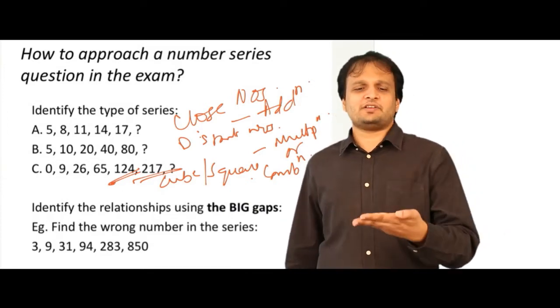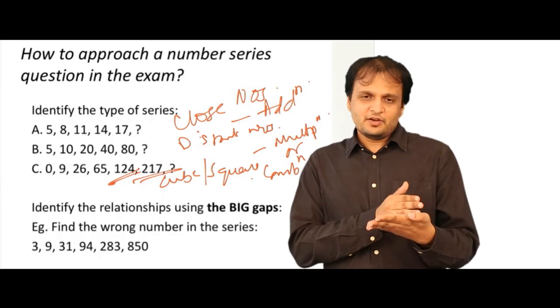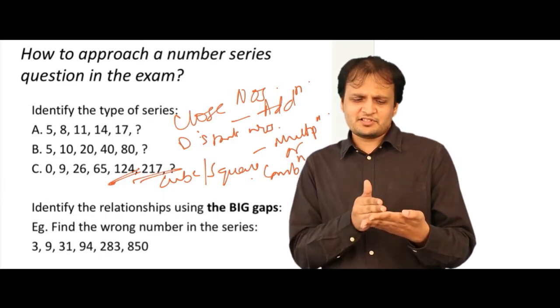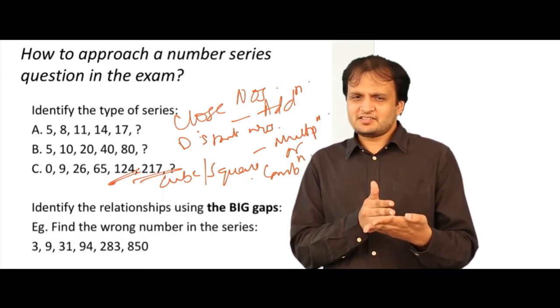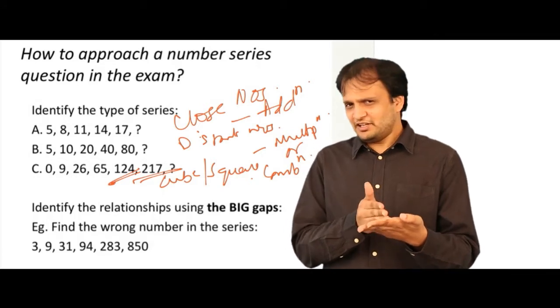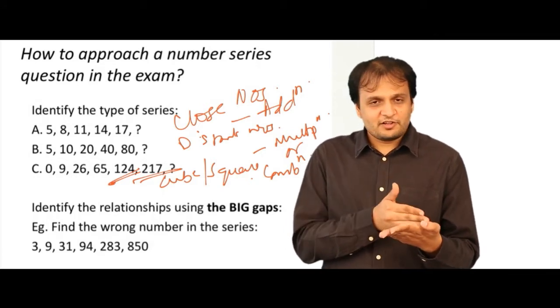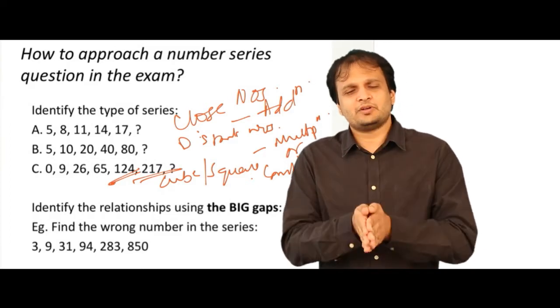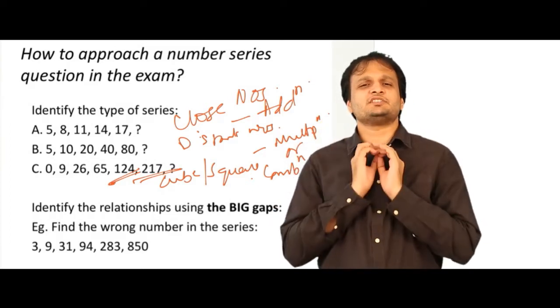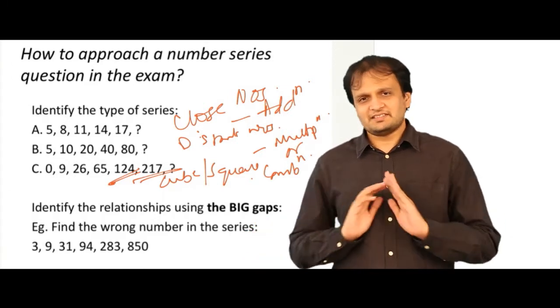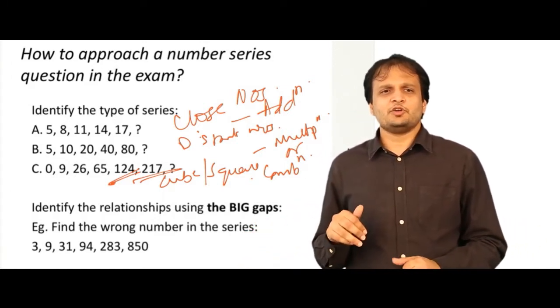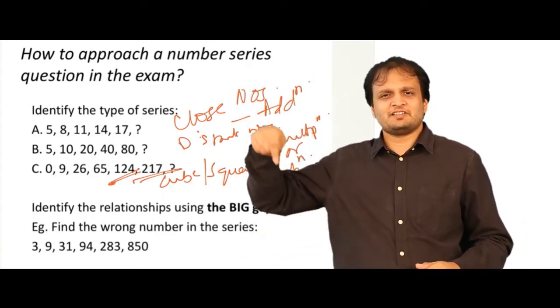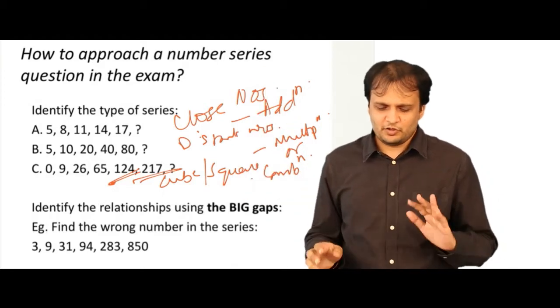The moment you see a question, the first thing you should see is, okay, are the numbers close? Is this an addition series? Are the numbers far away? Is this a multiplication series? Are the numbers close to some cube or square? Is this a cube series? If you figure that out, I tell you 50% of your work is over. That's it. Then you have to identify the relationships between the different numbers. That is step 2.